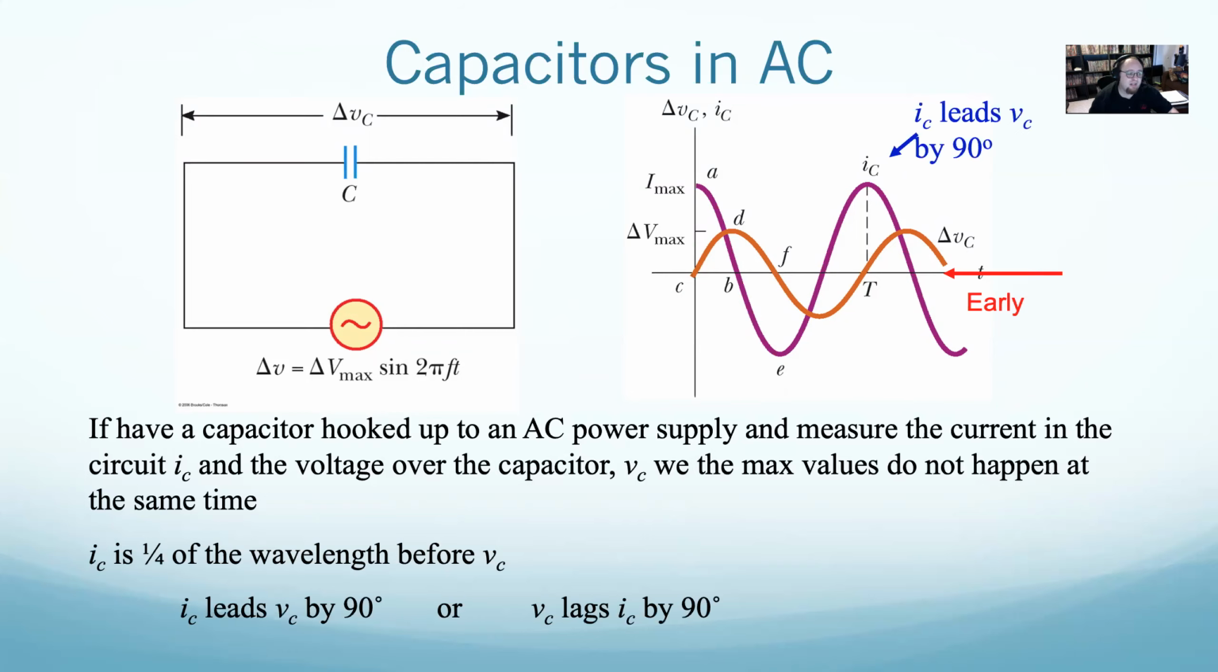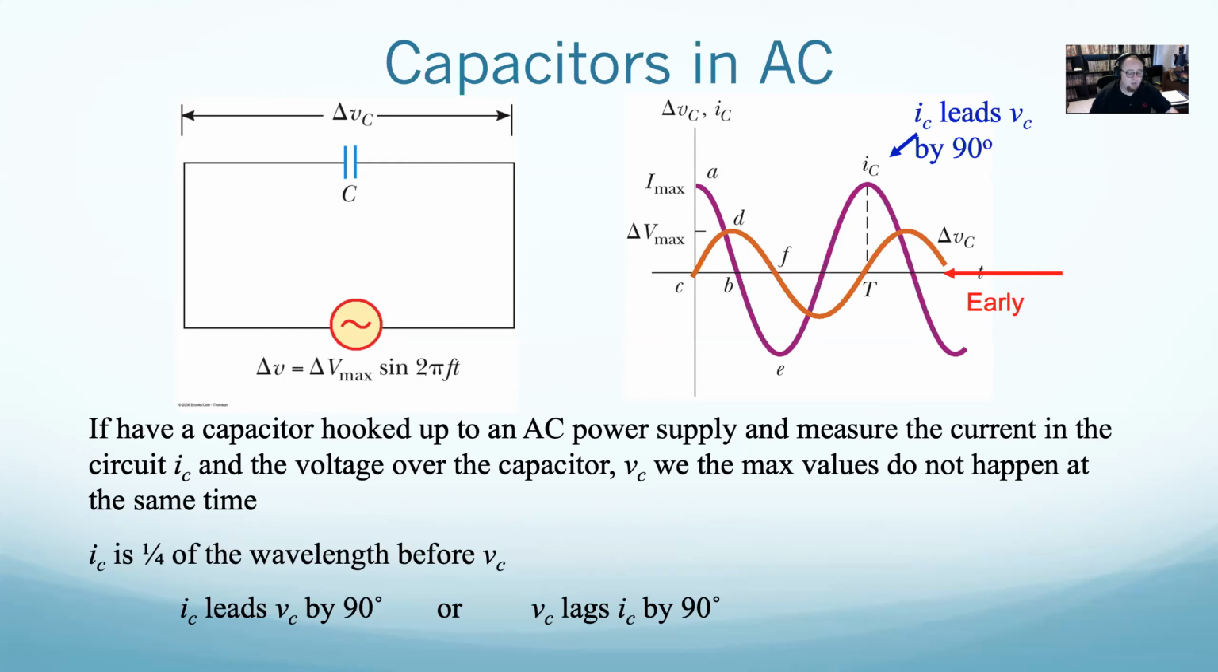Now, this is commonly written that the current leads the voltage on a capacitor by 90 degrees because it's a quarter of the wavelength. You could also say the voltage of the capacitor lags the current by 90 degrees. But the important thing to know is that the current is 90 degrees or a quarter of the wavelength ahead of the voltage.